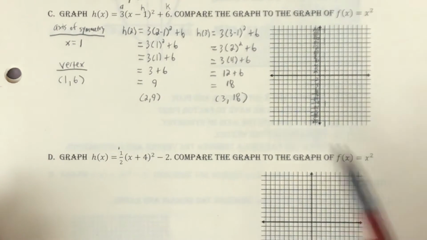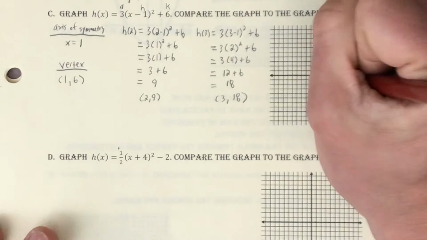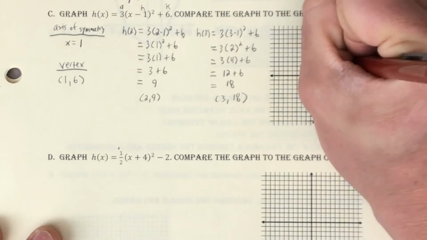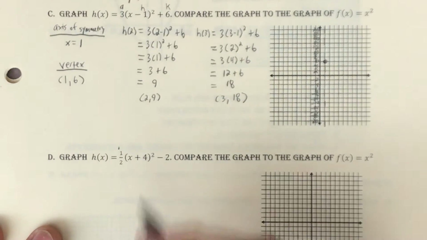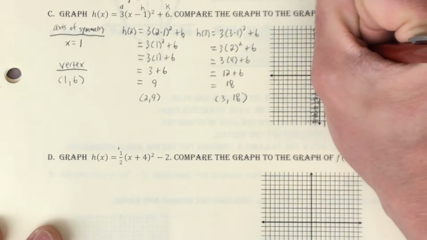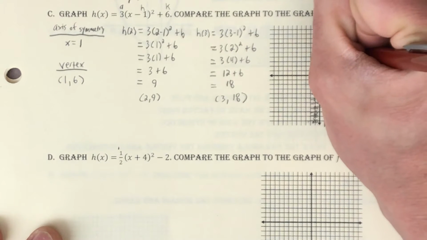So my first point I need to plot is 1, 6. So that says go right 1 and up to 6. So that's only 3 spots up on this graph. 2, 9 says go right 2 and up to 9. So that's in the middle of 8 and 10 here. So 2, 9.